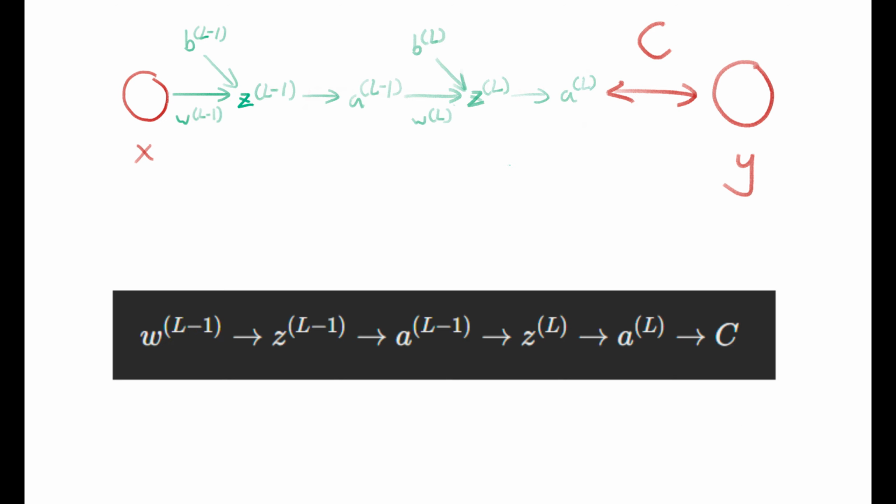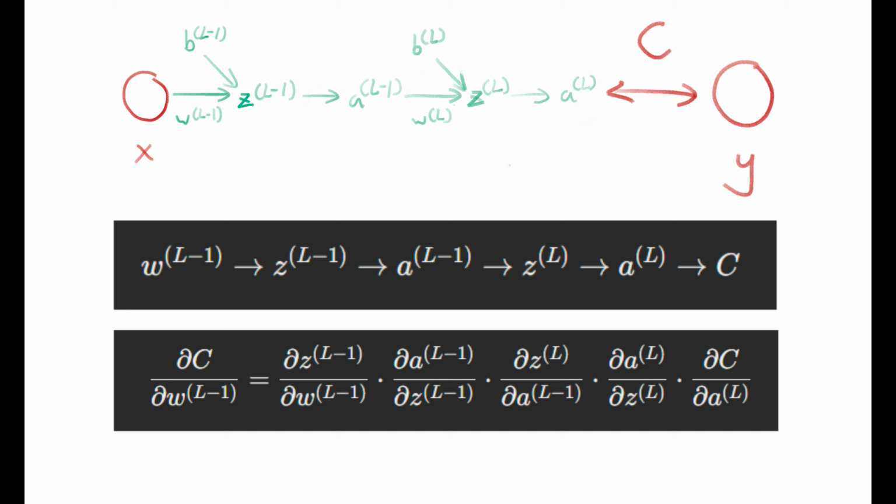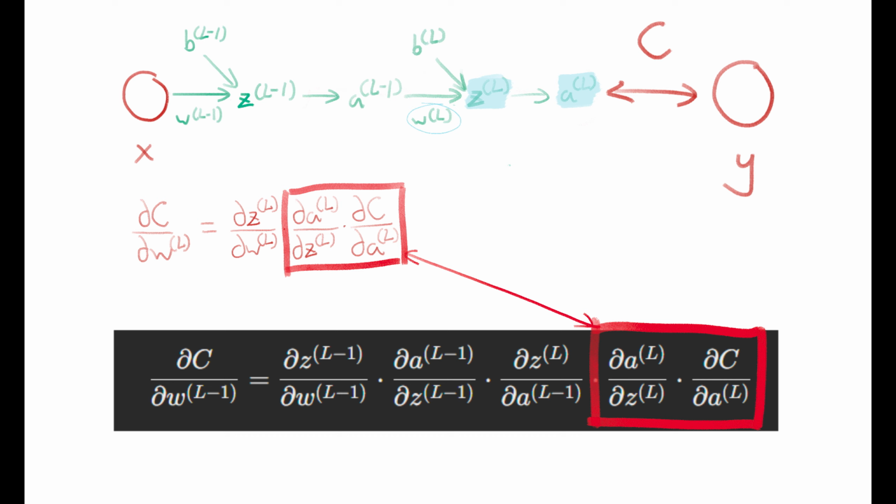So how do we go further back in the network? It's the exact same idea. Changing WL-1 changes ZL-1, which changes AL-1, which changes ZL, which changes AL, which changes C. It's just again multiplying all these partial derivatives together. And if you spotted it, you'll realize the last two terms have already been calculated when you were finding the partial derivatives for the parameters in the layer after it.